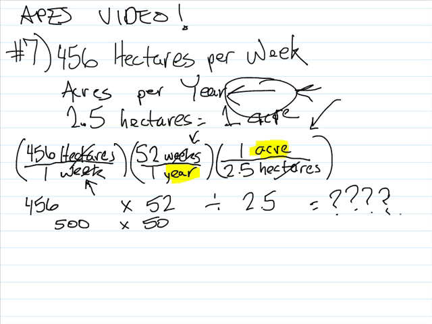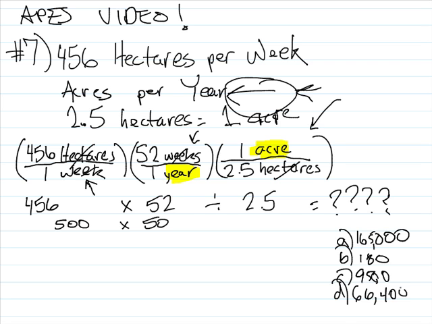And what allows me to do this, if you look at your exam, is that the answers are really far apart. A is 165,000. B is 180. C is 9,500. D is 66,400. And E is 58,600. So if you think about it, these answers are pretty far apart. So let's see how estimation goes for us.